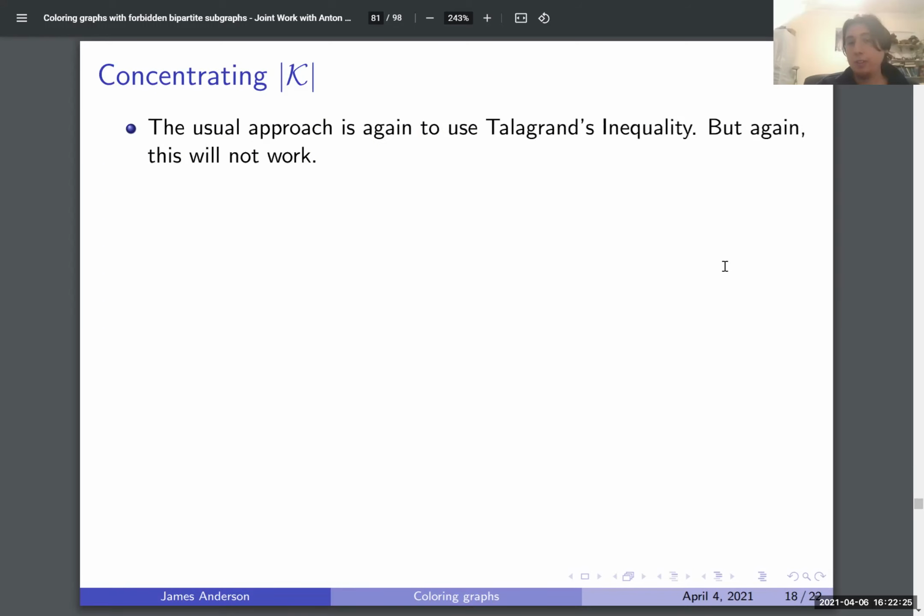Okay, so now we have to focus on concentrating K. And remember, the size of K was the number of colors that are kept in the list for this vertex V. So again, the usual approach is to use Talagrand's inequality, but once again, this won't work.